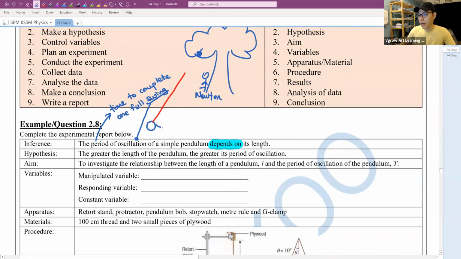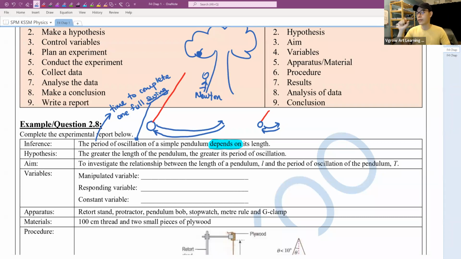I'm making a smart guess. If I swing to the other side and come back, it will take a longer time compared to if I have a very short one. When I swing and come back, you will see the distance it has to travel is a lot shorter because the length is short. So the time also will be faster. So the period, which is the time, will be shorter also. So how long it takes to complete one swing depends on the length.